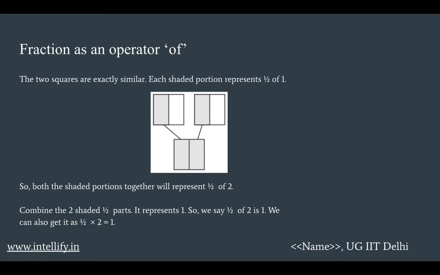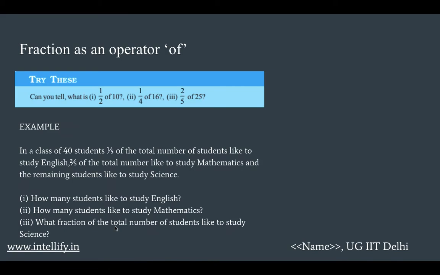So the two squares are exactly similar. Each shaded portion represents half of it. So this represents half of this, and this represents half of this. So both the shaded portions together will represent half of 2. Combine the two shaded half parts and we represent 1. So we say half of 2 is 1. We also get it as half into 2.